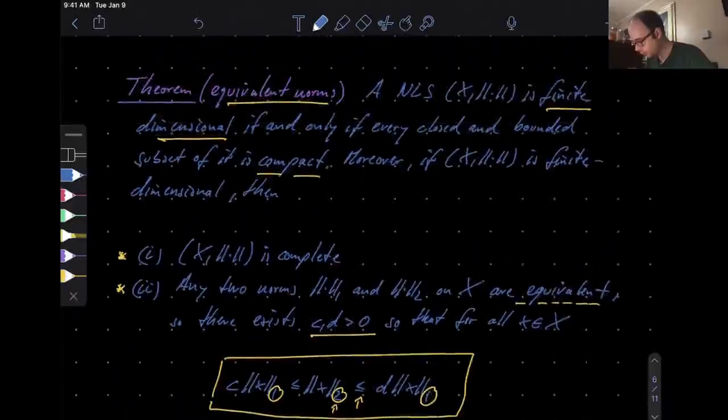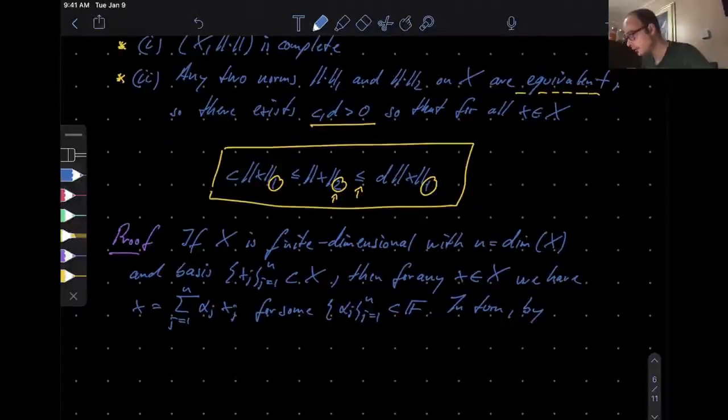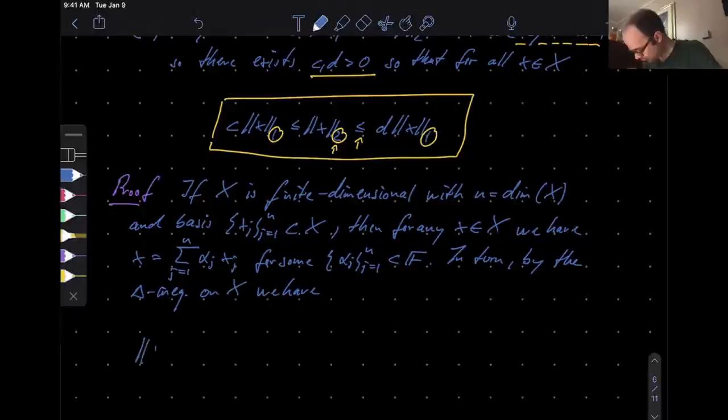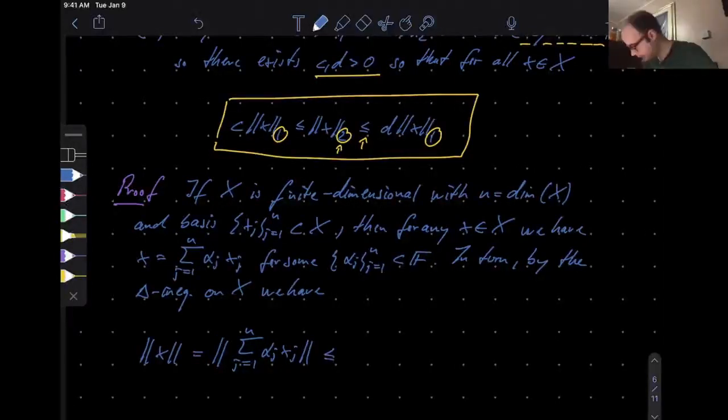This is the general assumption here. If X is a finite dimensional normed linear space, then by the triangle inequality on X, we have this. For the moment this can be any norm on X. Now the triangle inequality tells me how I can estimate those sums.